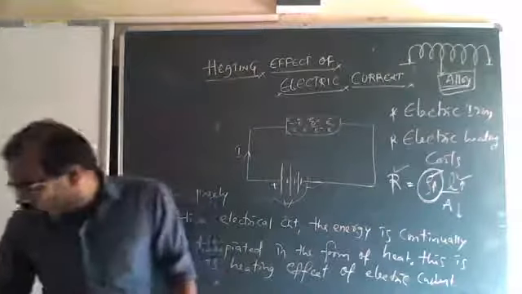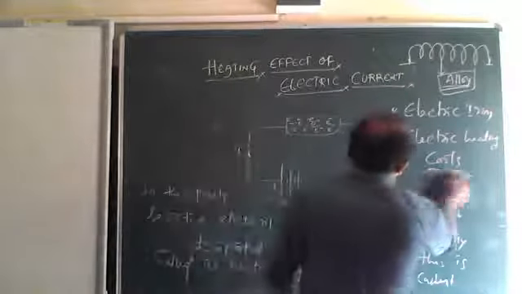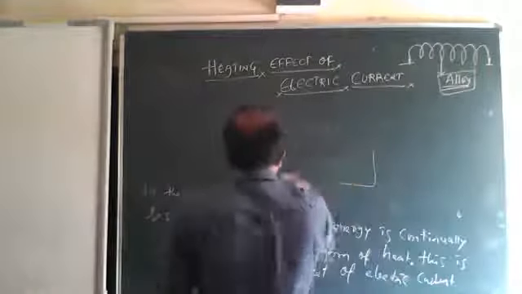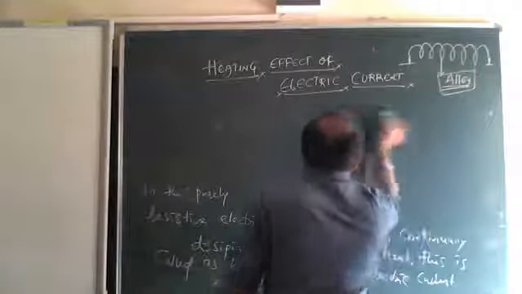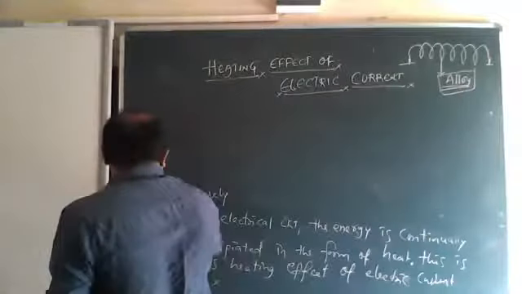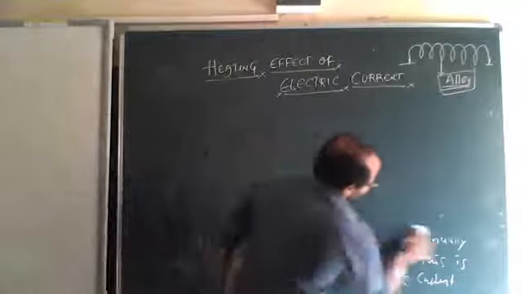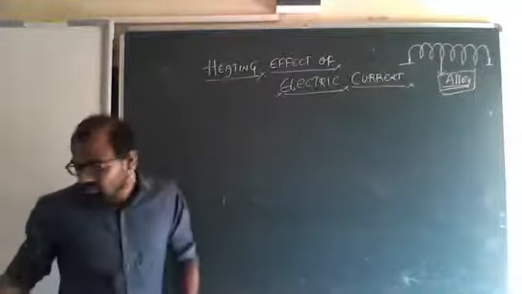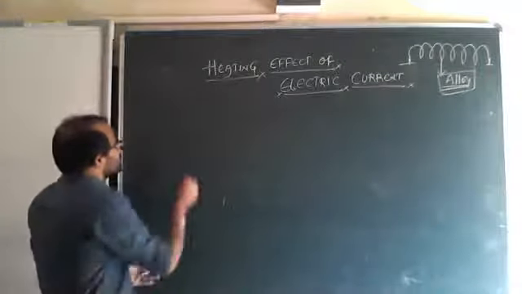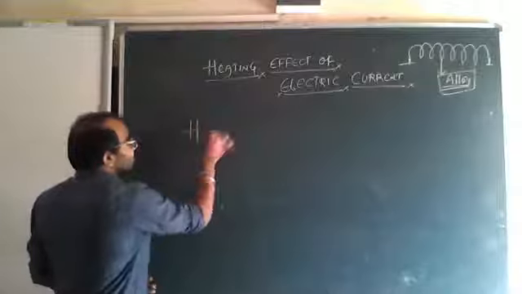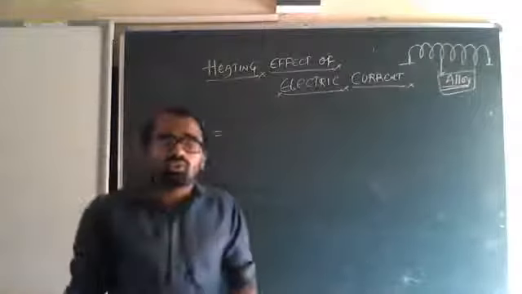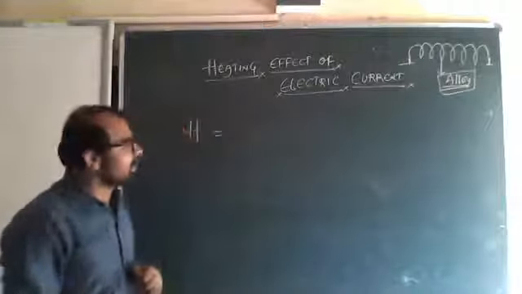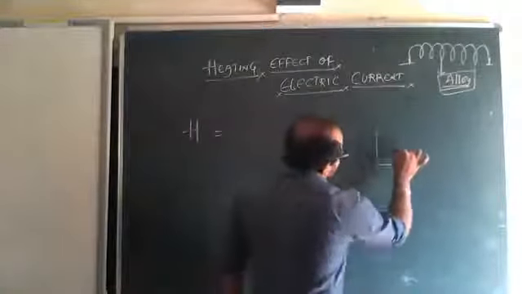So we'll see some formulas of the heating effect of electric current. What is happening in the heating effect of electric current? Energy is being used in the form of heat. So let us consider that electrical energy is getting converted into heat energy. I will take H as heat energy. So what is happening here is the circuit.